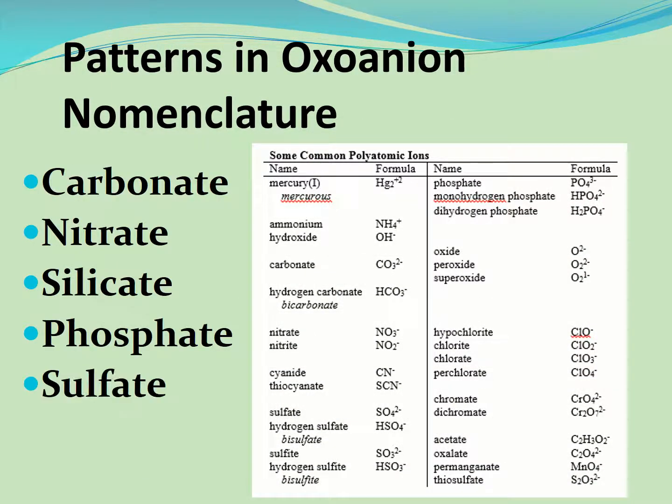All right, so let's explore some patterns with common oxoanions. We're going to consider carbonate, nitrate, silicate, phosphate, sulfate, and chlorate. So there's 6 oxoanions.